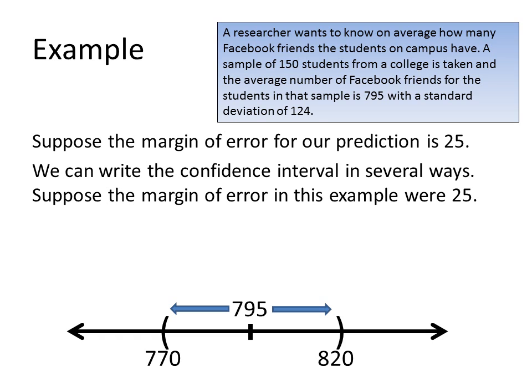This would be our confidence interval, and there are a few ways to write this. One way of writing it is to say that the confidence interval is equal to 795 plus or minus 25. This is the point estimate plus or minus the margin of error. Another way of writing it, and this is the way I prefer, is to write this as an interval, where we have our lower bound, comma, our upper bound.